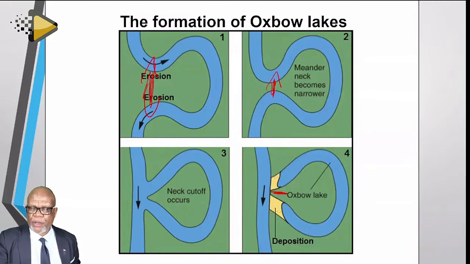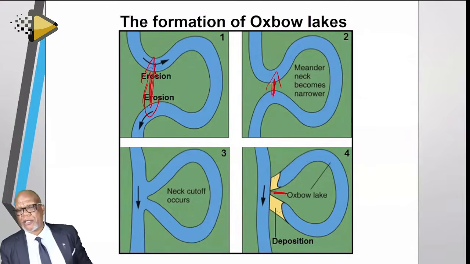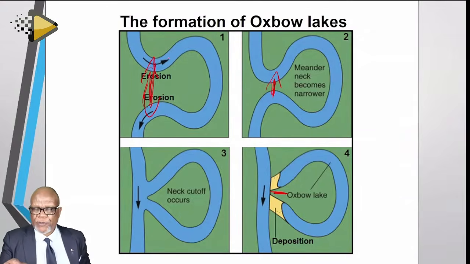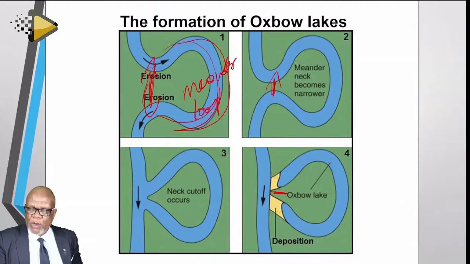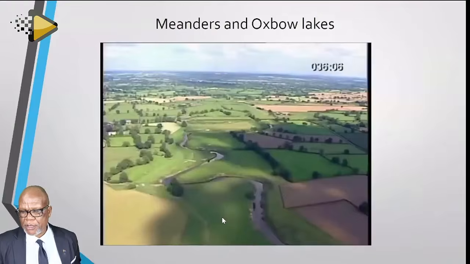The width of the meander neck is what determines how close the river is to cutting its meander loop. This is what we call a meander loop. Once this meander loop has been cut from the main stream, we call this an oxbow lake while it has water. Once the water dries out, then it is called a meander scar.